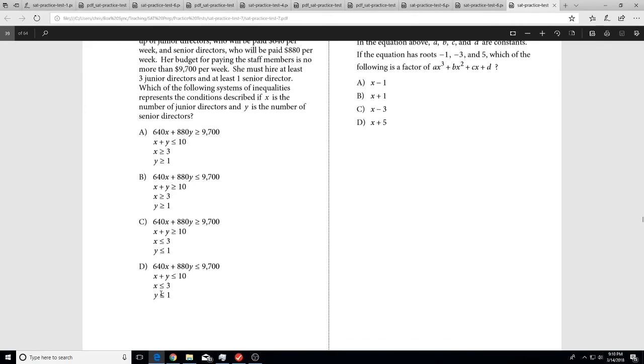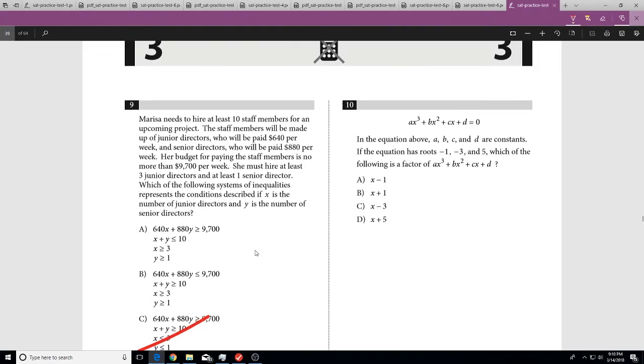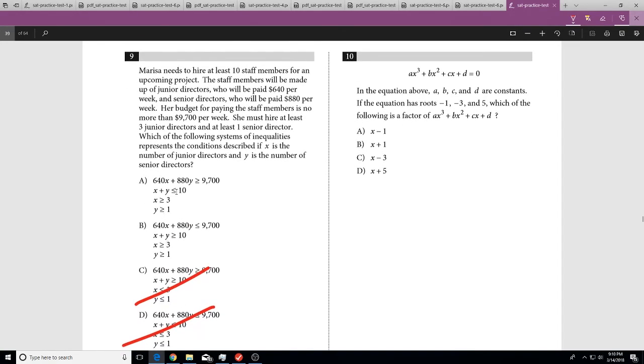Well, look at C and D. This is Y is less than 1. I see that, and I know it can't be this or this. I'm not even going to look at the others. So now I'm looking at these.